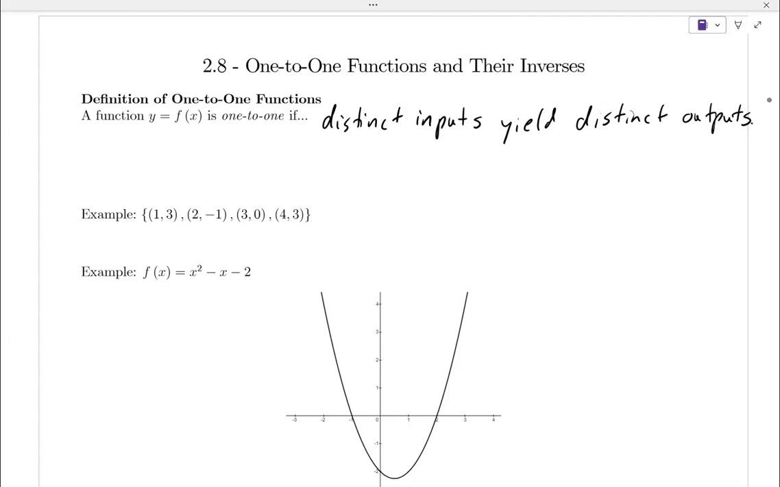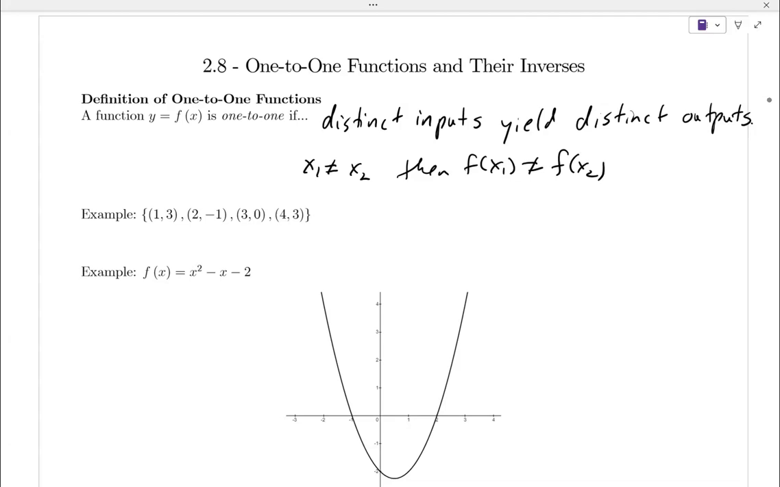So in notation, we would say if x1 is not equal to x2, then f of x1 is not equal to f of x2. The x's are your inputs. This says 2 different inputs, distinct inputs. If I put different things in, if it's one-to-one, I have to get different things out. That's our definition of one-to-one. Different things go in means different things come out.